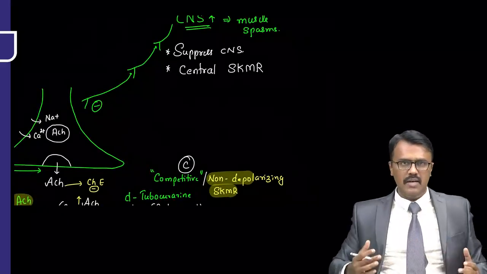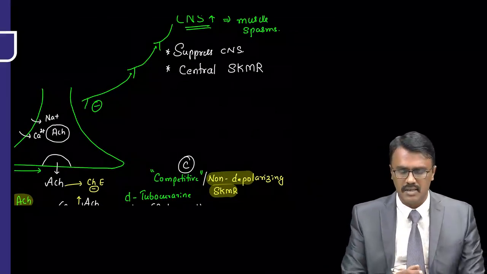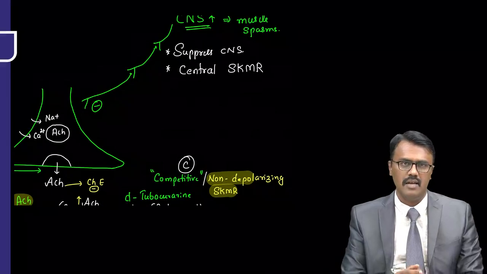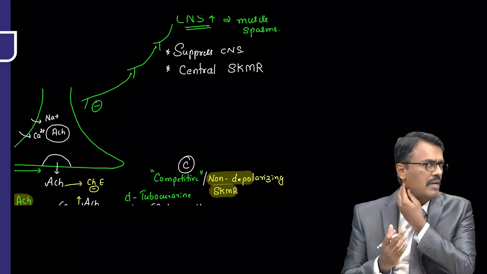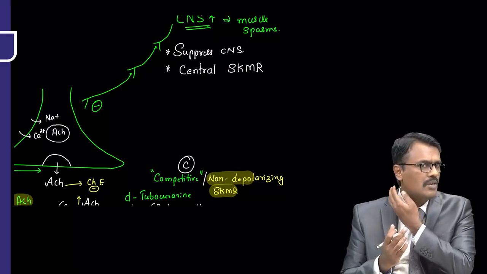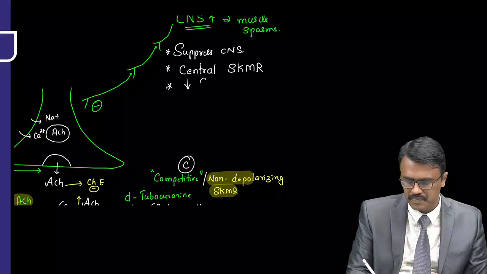So, suppose I am running and I got a muscle catch. I should be given a central skeletal muscle relaxant. The reason is when there is a reflex pathway, the tone of the muscles is increased. That's why suddenly I turned and my neck caught. So the tone is increased. So these drugs decrease the tone of muscle.